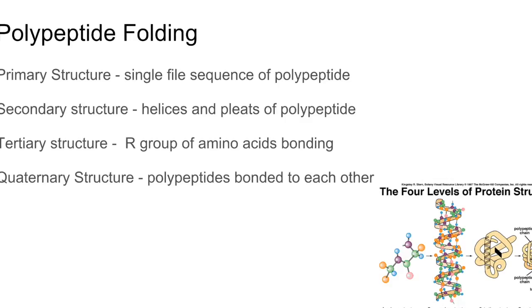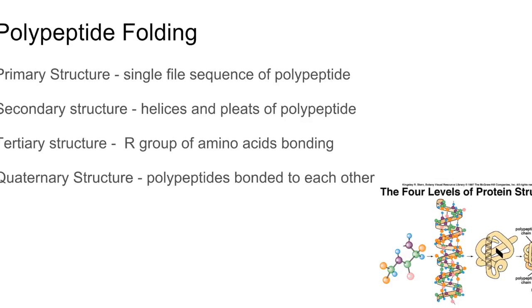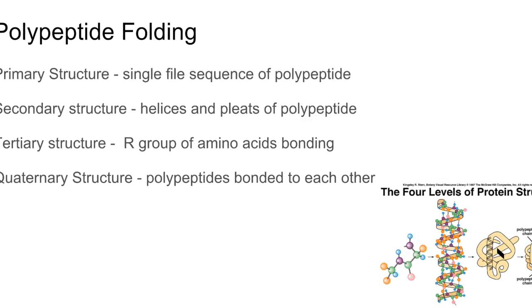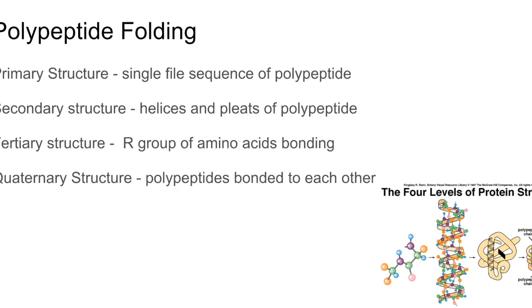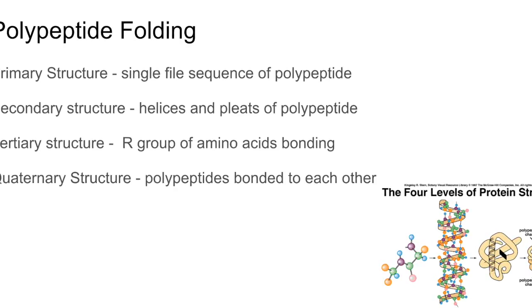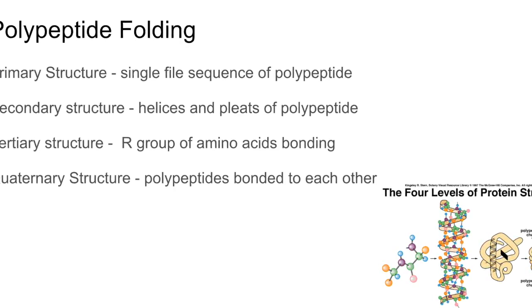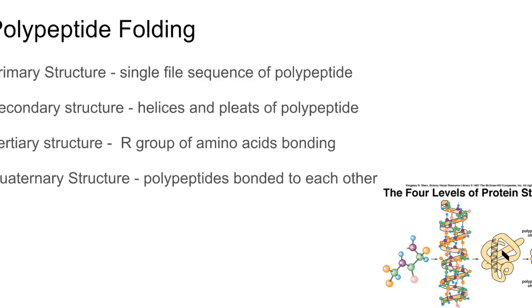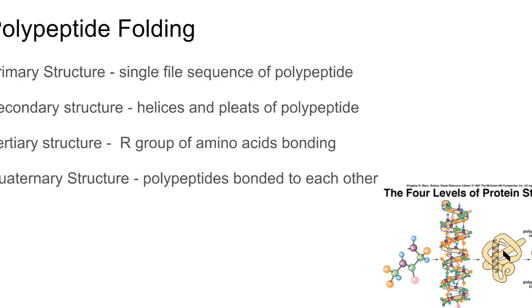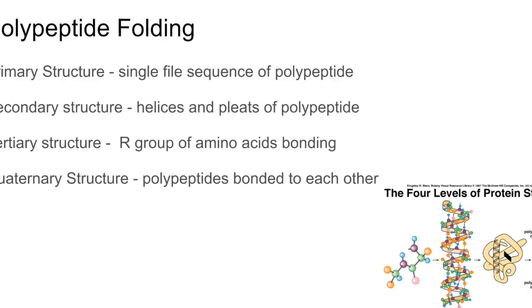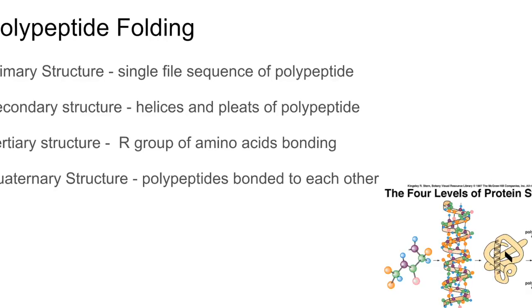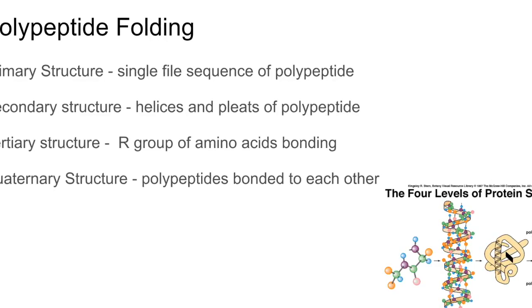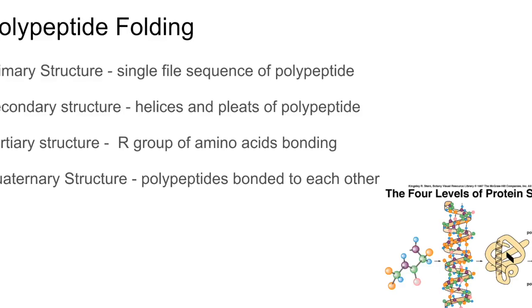Tertiary structures are caused by the bonding of R groups of the amino acids. The R groups of the amino acids are sometimes hydrophobic, meaning they're scared of water, causing them to clump together, bending the polypeptide chain. There are also hydrophilic, water-liking R groups, which could form hydrogen bonds with other hydrophilic R groups within the amino acid chain, resulting in again bent polypeptide chains.